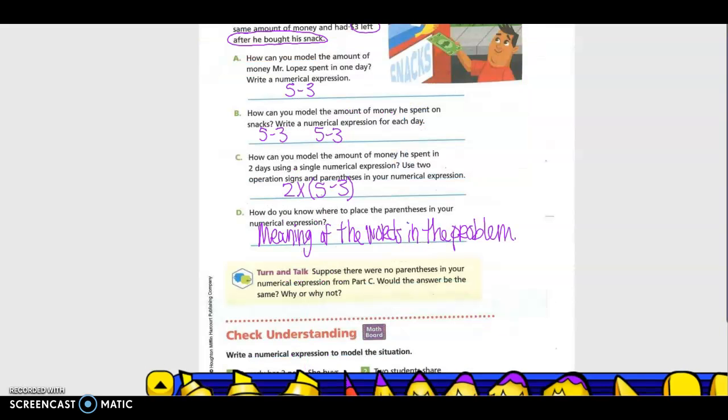All right, so check for understanding. Write a numerical expression to model the situation. Beverly has 2 pens. She buys 1 more pen. So what would our numerical expression be? 2 plus 1, right? Okay. 2 students share 8 markers equally. So what would our numerical expression be? 8 divided by 2.